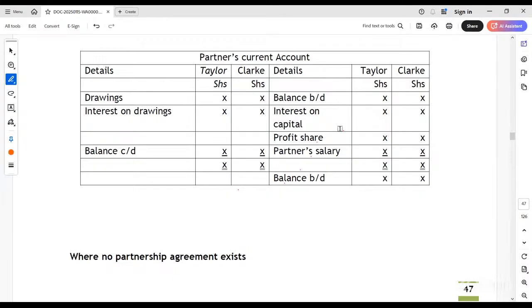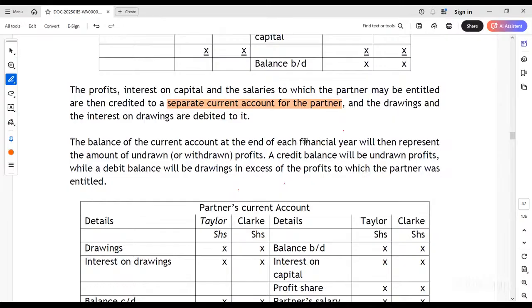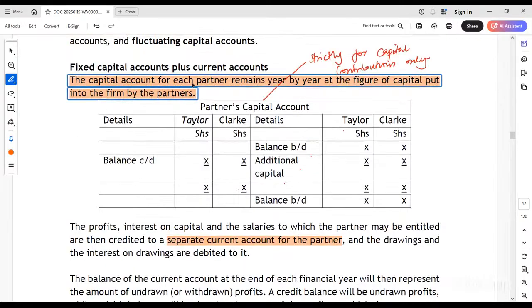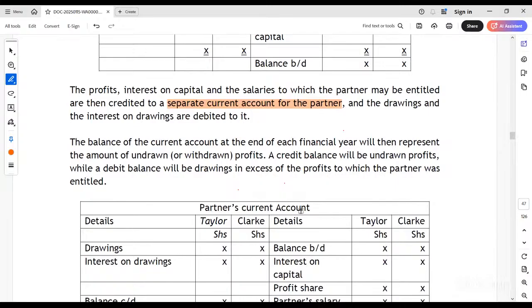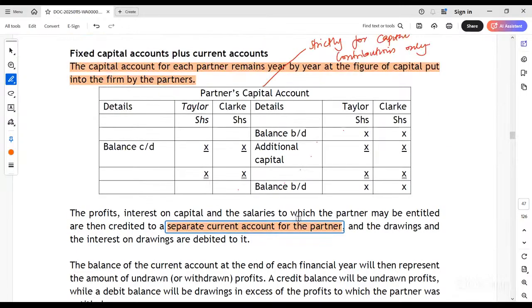We'll credit it with the balance brought down if there is one. Interest on capital will be credited. Their profit shares will be credited. Their partners' salaries will be credited. Then the interest on drawings will be debited, and the drawings will also be debited. Then you come up with the balance carried down, which will appear in the balance sheet. This is the partner's current account. So where the partners use the fixed capital account plus current account, then we expect to see two different accounts, the current account and the capital account.